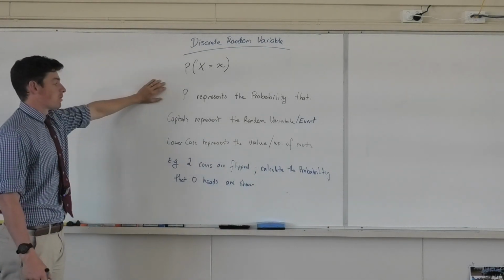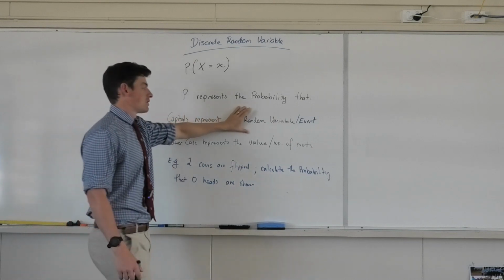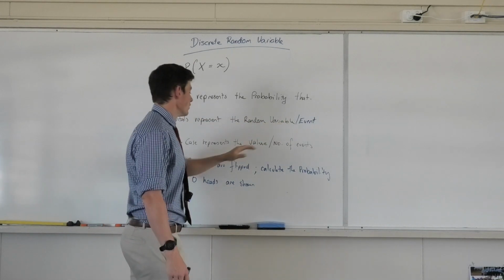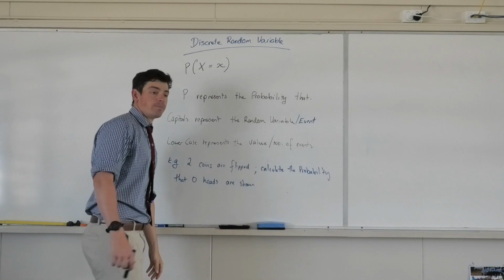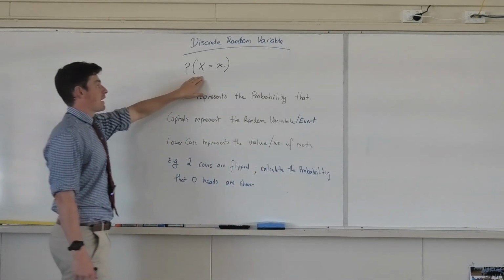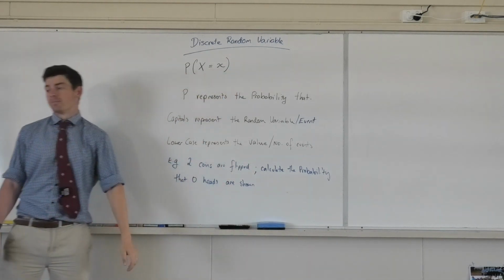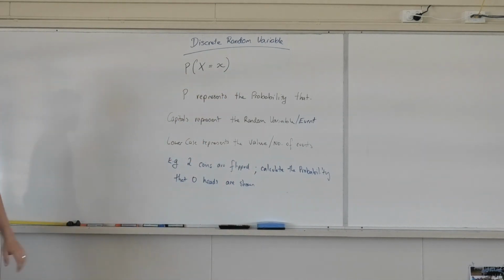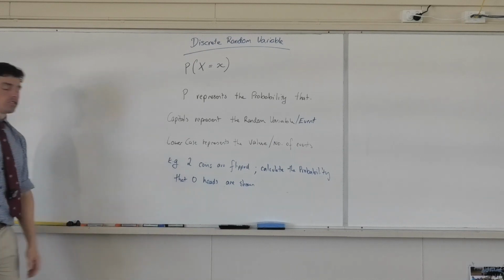So P represents the probability that, the capital X represents, so the probability that the random variable has a value of whatever. Does that make sense? So if you can see here, it'll often come as P(X) equals some number or some value. If I was doing this problem here, what's the first thing I should do?